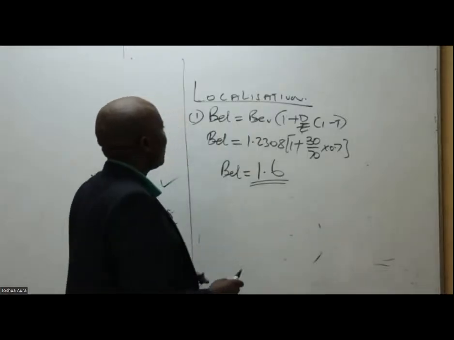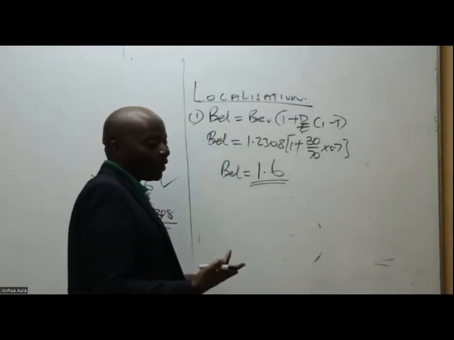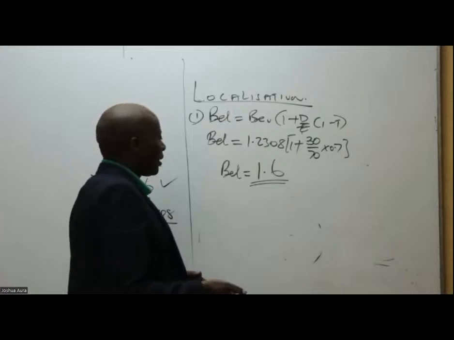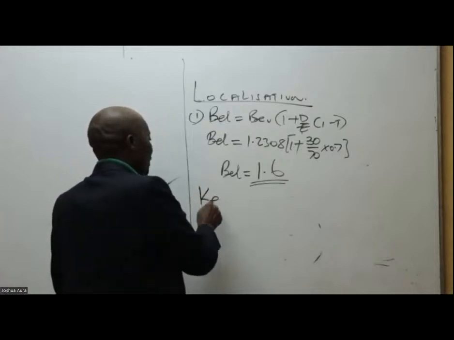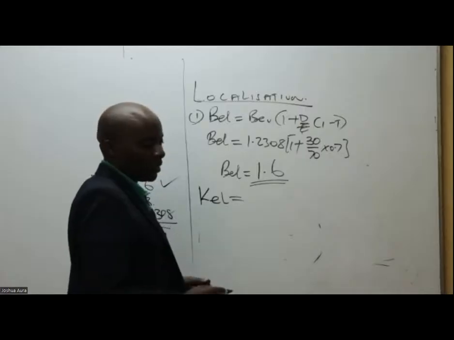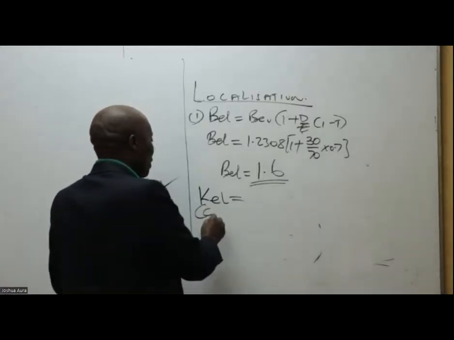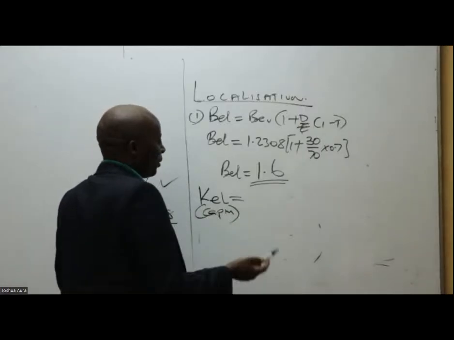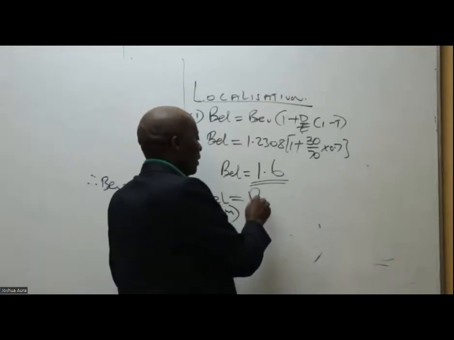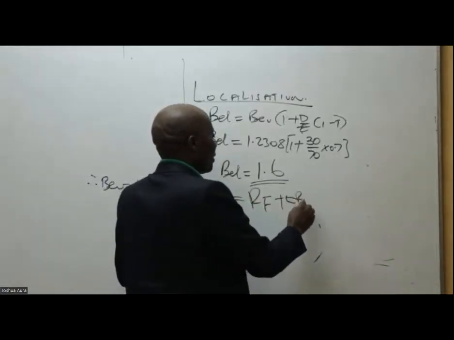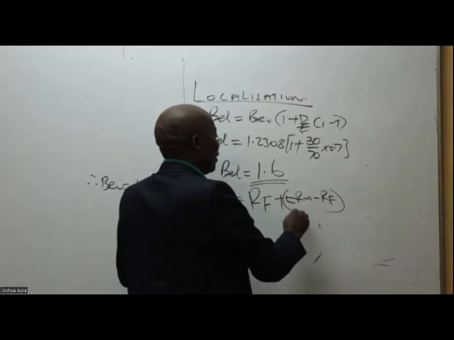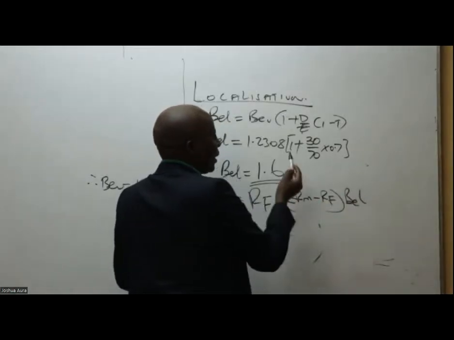So after localization, still in Roman 1, I know that the next thing should be CAL. For CAL, we are using CAPM. So CAPM is risk-free plus expected return of the market minus risk-free multiplied by BEL, which we have just obtained here.